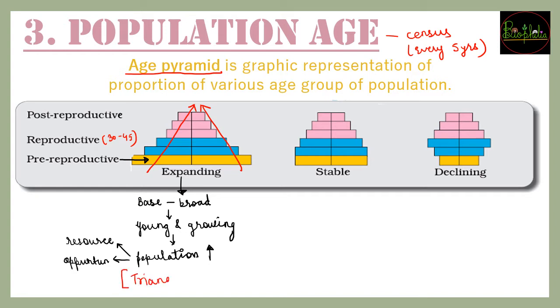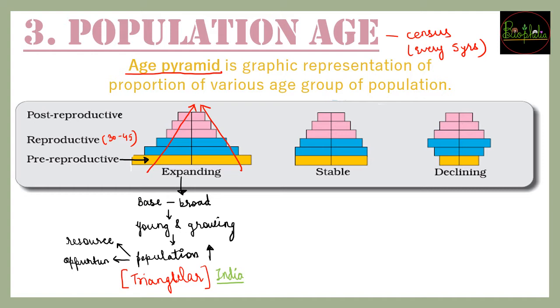So what is its shape? It is a triangular shape of a graph or pyramid, and such a triangular shape is seen for the case of India. India is a young country because it has more and more pre-reproductive population. That means it is young and growing.